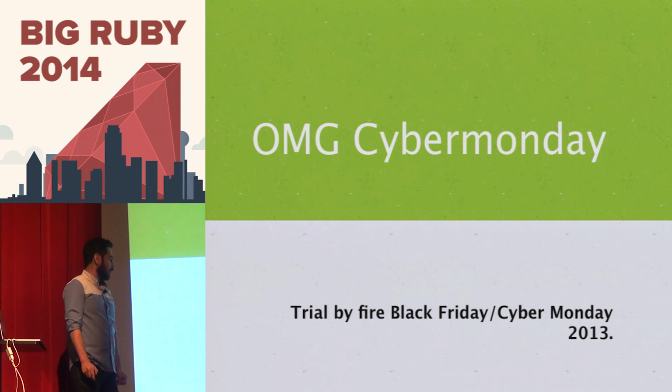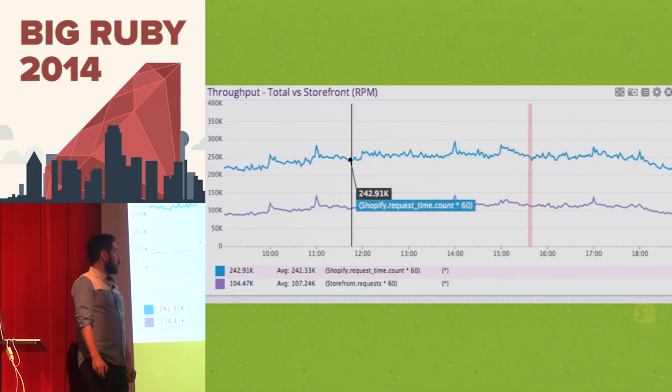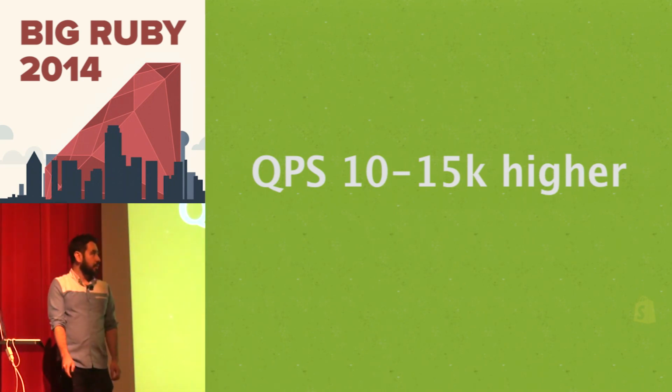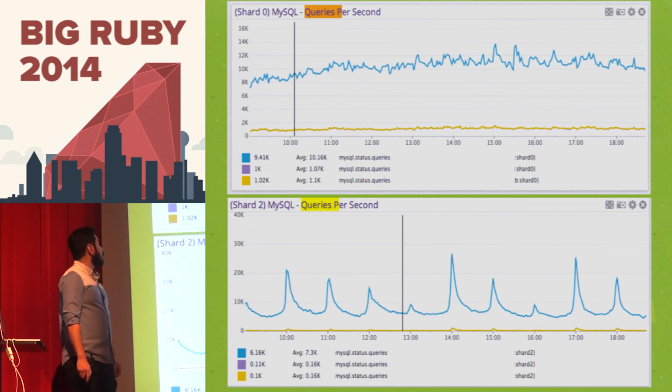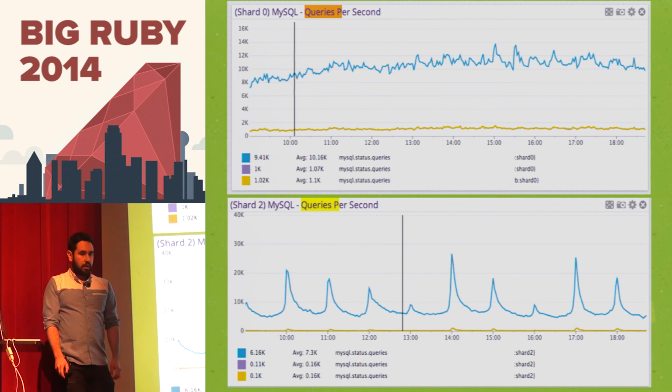OMG, Cyber Monday. So how did we do? We had about 100K RPM higher than day to day, so it looked something like this. It was interesting. And about 10 to 15K QPS higher. So this is two shards working. Shard 0 is where most people are. Shard 2 is our high availability shard. You can see that it spikes almost to 30K.